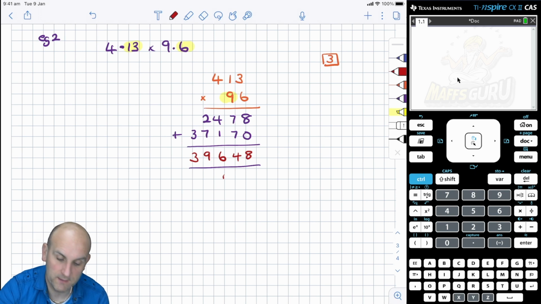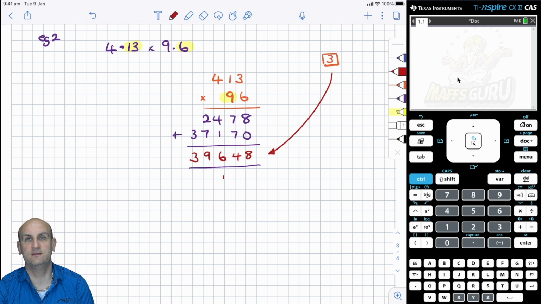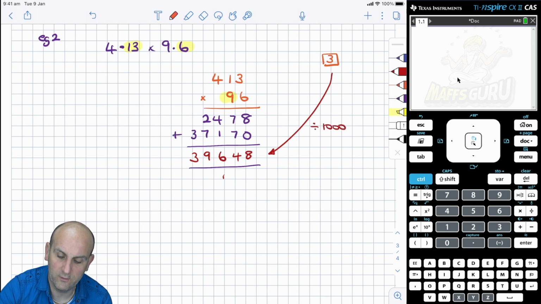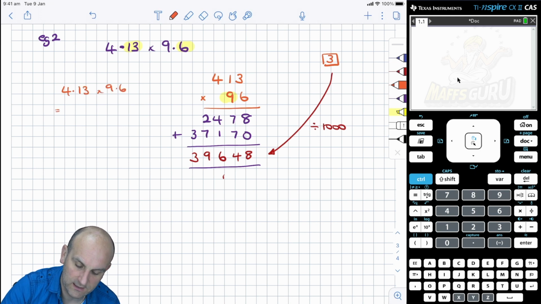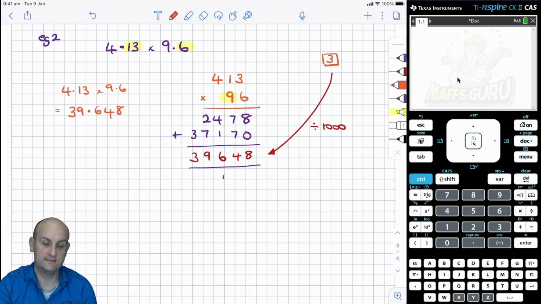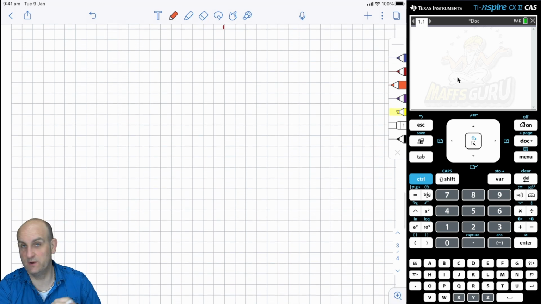No, because if you remember, I now need to go and put my decimal point back in so that there are 3 numbers after the decimal point. All right, again, this is the same as dividing by 1,000. So that would therefore mean that 4.13 times 9.6 would give me 39.648. Right, so that's awesome. What about division?